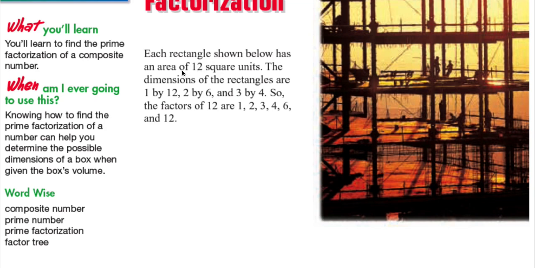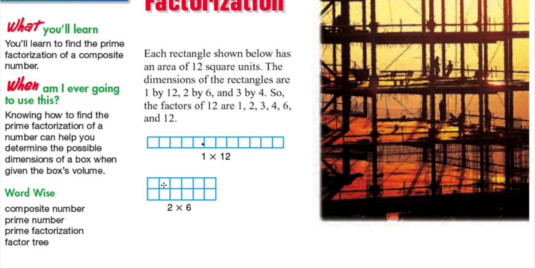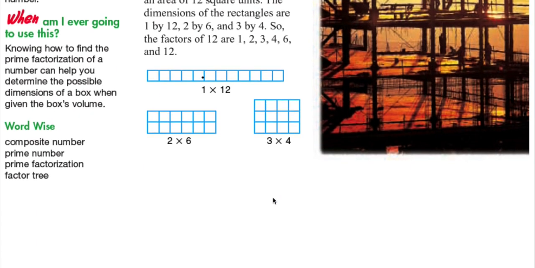Okay, let's take a look at this example. Each rectangle shown below has an area of 12 square units. The dimensions of the rectangles are 1 by 12, 2 units by 6 units, and 3 units by 4 units. So the factors of 12 are 1, 2, 3, 4, 6, and 12. These are all factors of 12.